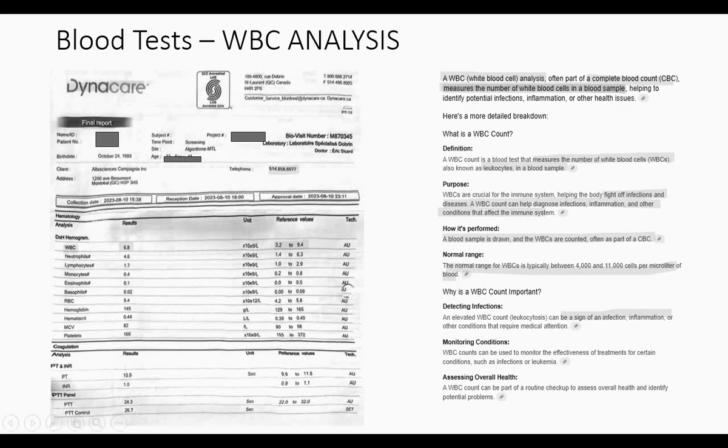So you can see the reference number over here. This is your reference value. This is considered normal by the lab between 3.2 to 9.4, and the result is 6.8, for example, which is considered normal because it's between the two values over here. All right. So normal range can vary between 4,000 and 11,000 cells per microliter of blood.